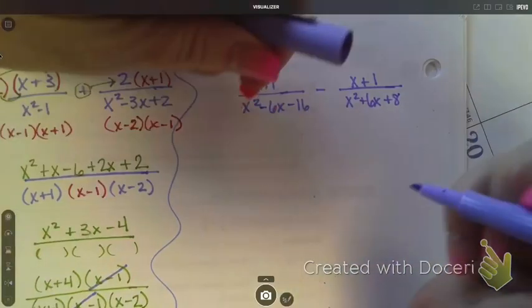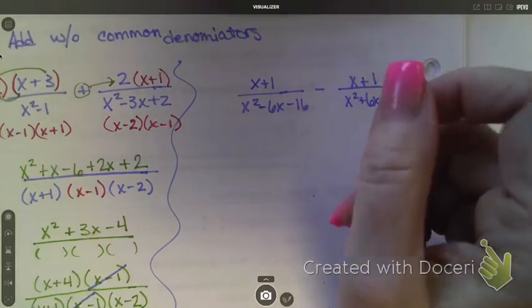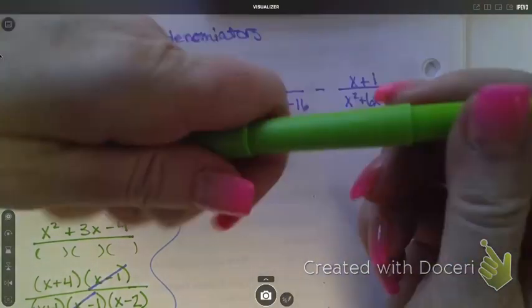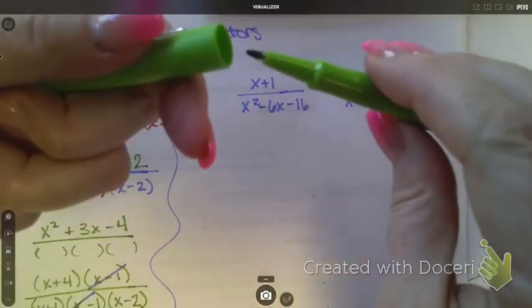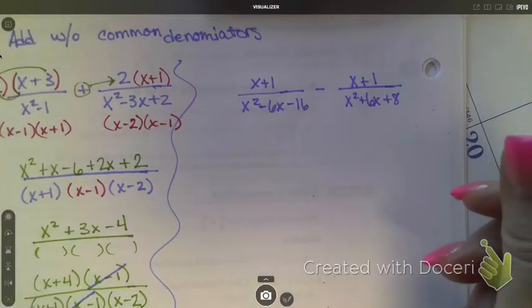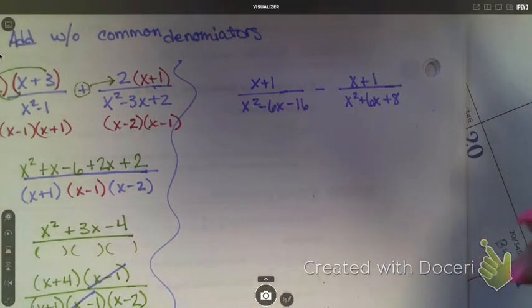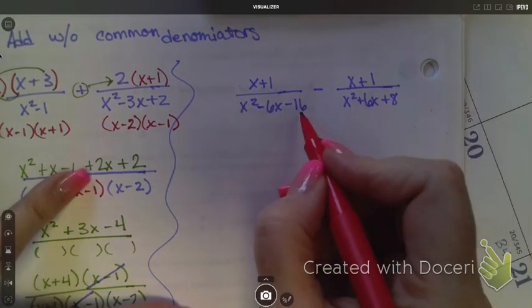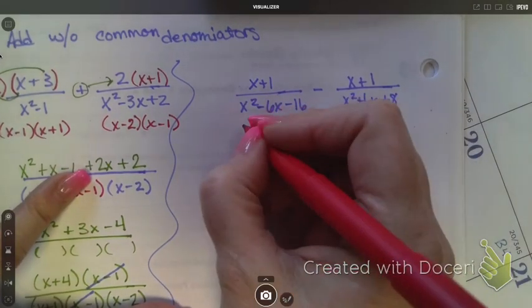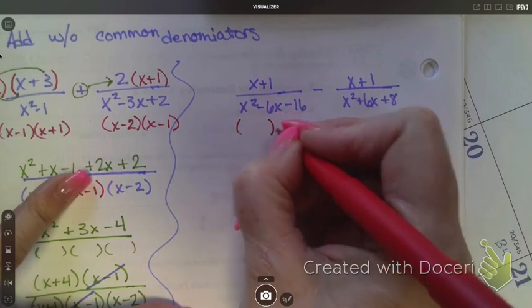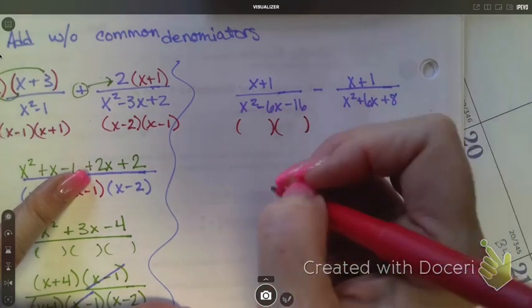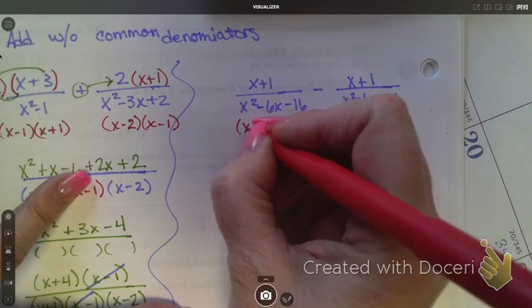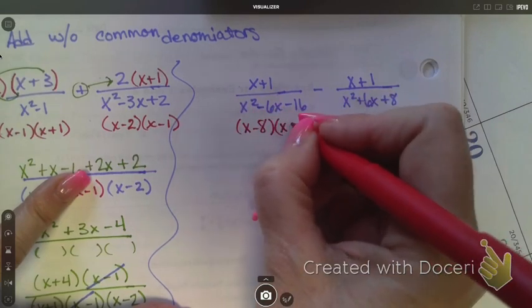So the first thing I need to do is what? Factor. Wait, can't we just flip them? Can't we just make them the reciprocals and call it a day? That'd make it so much easier. No. Factor. So factors of 16 with a difference of 6: 8 and 2. So negative 8, positive 2.